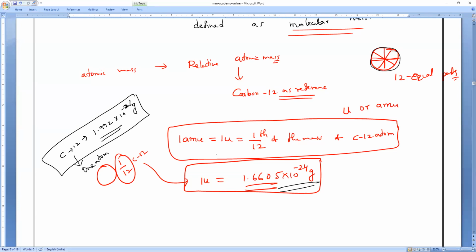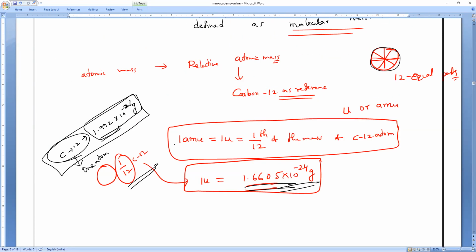1 by 12th of a carbon 12 atom is this much mass. Actually, one carbon atom, what is the mass? 1.992 into 10 power minus 23 grams. That is what you have to remember.